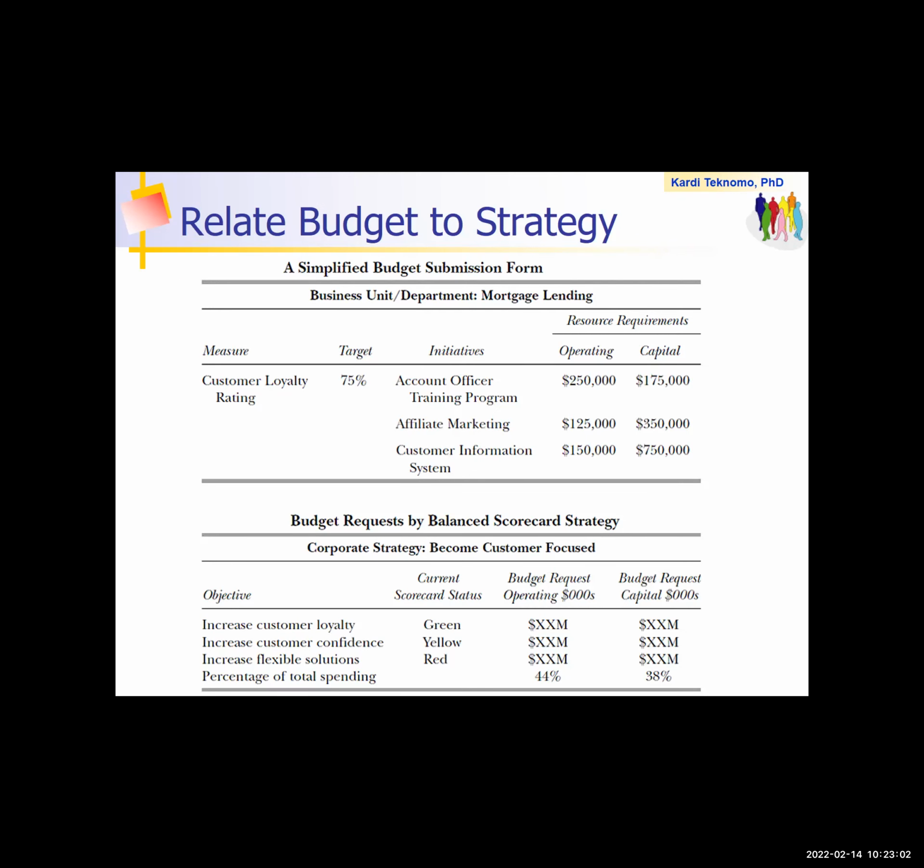Now, when you have the initiative or the action, then you can start to put the money. For each action, say for example, account training program, affiliate marketing, customer information system, what is the actual operating budget and the capital that you have? Then you can start to see the actual budget that you need within 1 year. So before you create the budgeting, you start to link this budget into strategy. Isn't this nice?